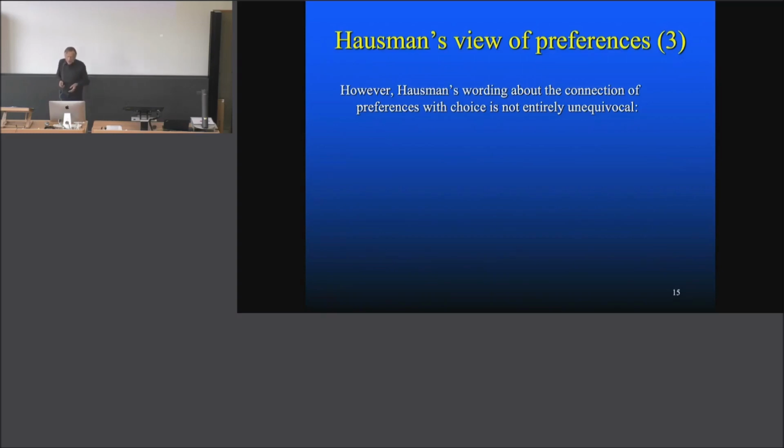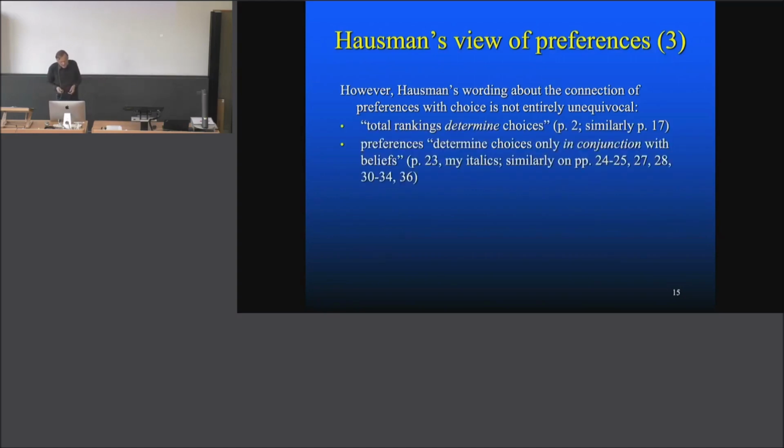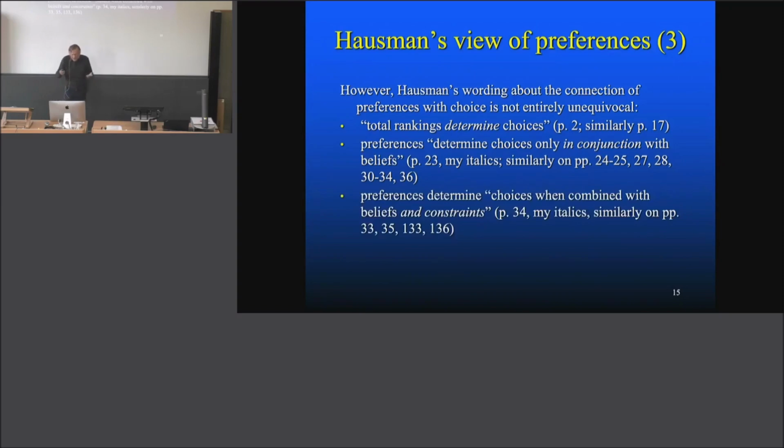Really, his wording about the connection of preferences with choice is not entirely unequivocal. If you read that text, sometimes he says total rankings determine choice. Sometimes he says preferences determine choices only in conjunction with beliefs, which would mean that the beliefs are not part of the preferences. So there are preferences plus beliefs. And sometimes he even says preferences determine choices when combined with beliefs and constraints. So he's not completely consistent there, the way he writes it.